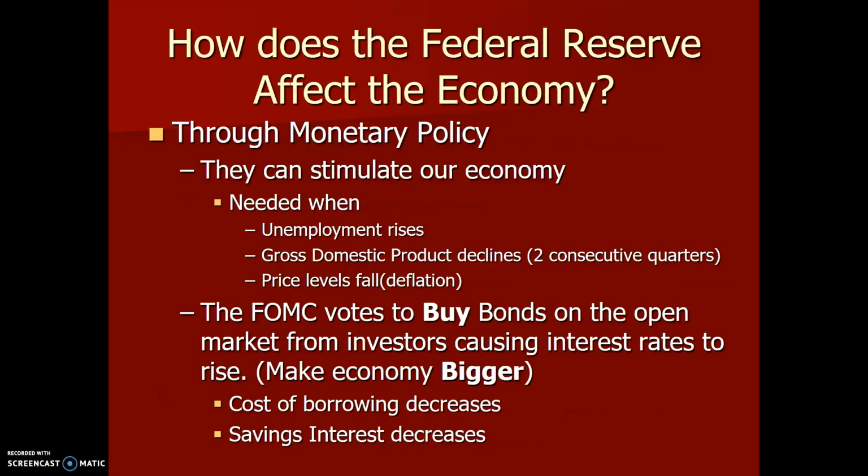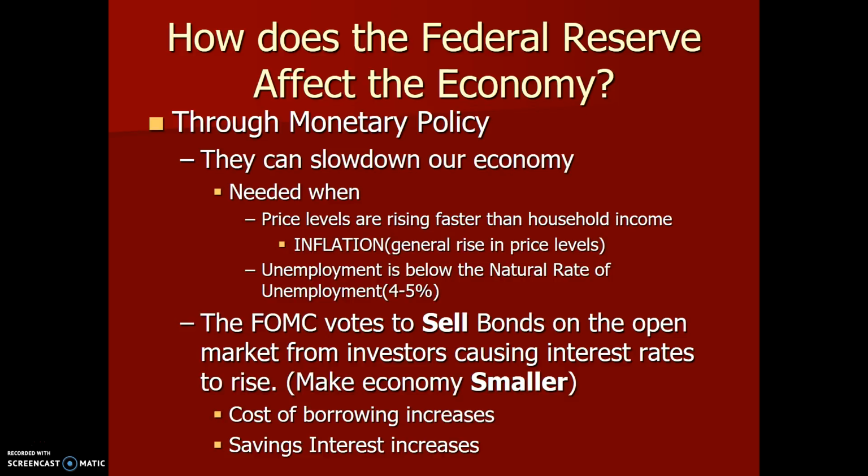So how does the Federal Reserve affect the economy? Well, through that monetary policy I discussed earlier, they can stimulate our economy, and this is needed when unemployment rises, gross domestic product declines for 2 consecutive quarters, and price levels fall, such as deflation. When this occurs, the FOMC votes to buy bonds on the open market from investors, causing interest rates to fall, making our economy bigger. This causes the cost of borrowing to decrease and savings interest rates to decrease, but then encourages individuals to buy, which should stimulate our gross domestic product, which would cause employers to hire more employees, which would cause unemployment to decline, and hopefully price levels to stabilize.